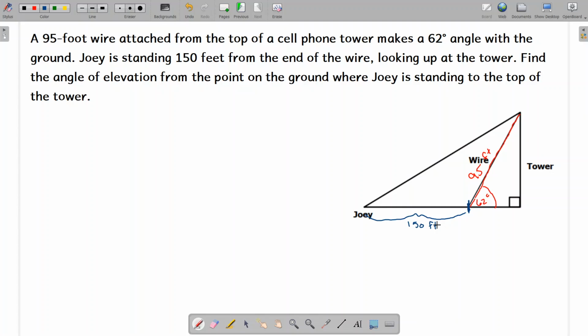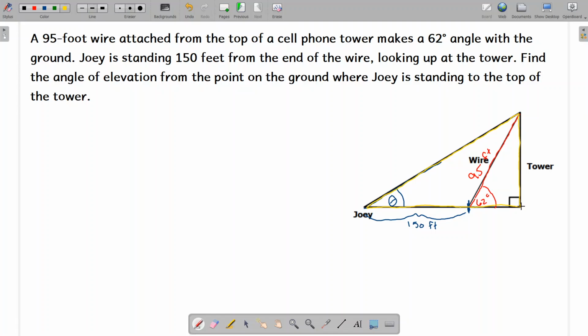And he's looking up at the tower, and we want to find the angle of elevation from the point where he's standing to the top of the tower. So the missing angle, theta, that we're looking for is right here. Now, we're missing a lot of information. There's a lot of things we need to find before we can find theta, because the larger triangle, you can't see that very well. This larger triangle is what theta is an angle of, and we have half of the base, and we don't have a hypotenuse, and we don't have a height.